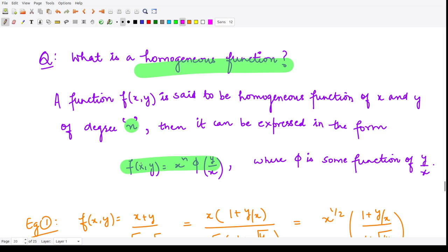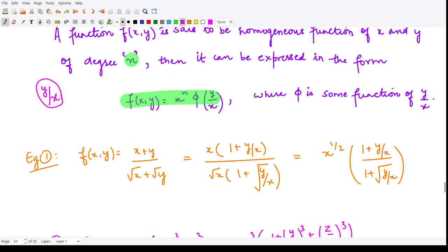So that means what we are doing, we are converting our function so that every quantity could be written in this form, y divided by x. So that is a homogeneous function. For example, we have this function (x plus y) divided by (square root x plus square root y). So here this is a homogeneous function.